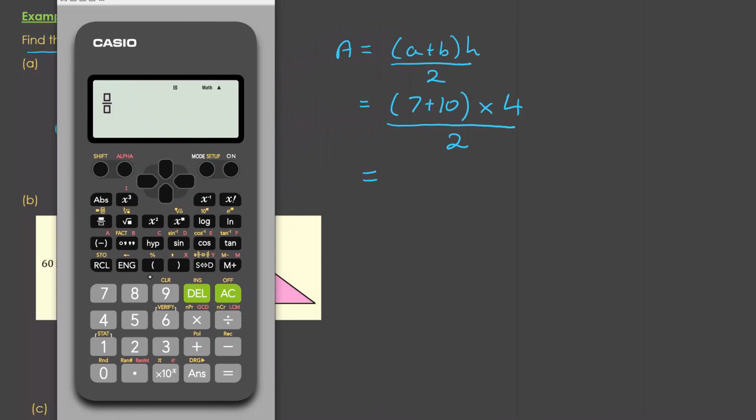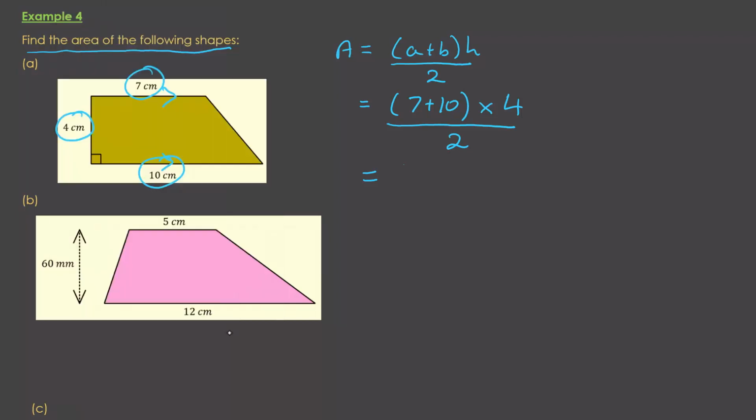So we've got 7 add 10 times 4 divided by 2 gives me 34, and that's going to be in square centimeters. This next shape is also a trapezium, but take care, centimeters, millimeters.